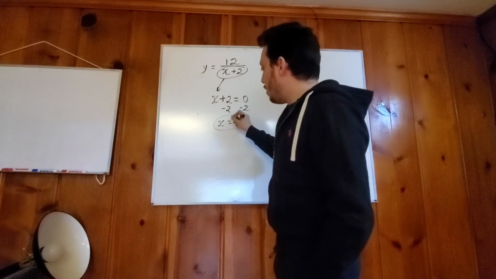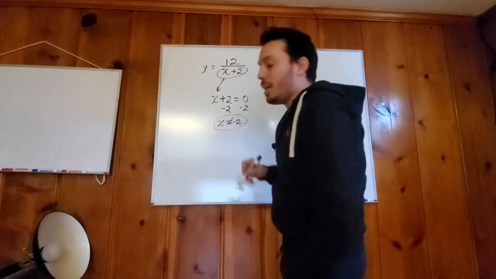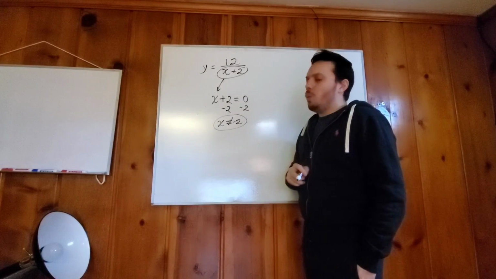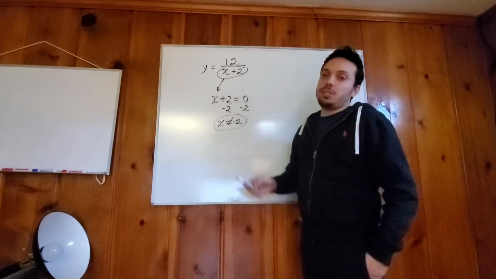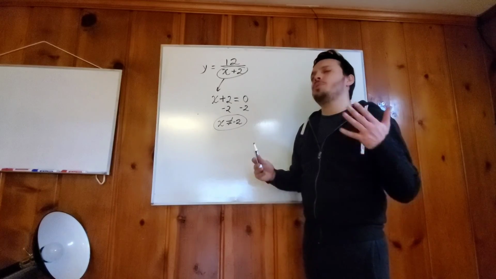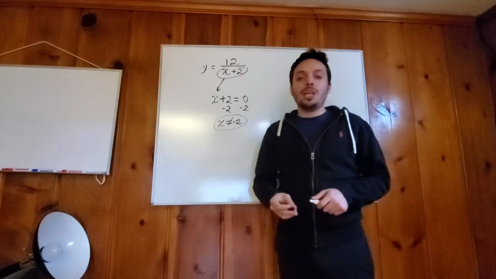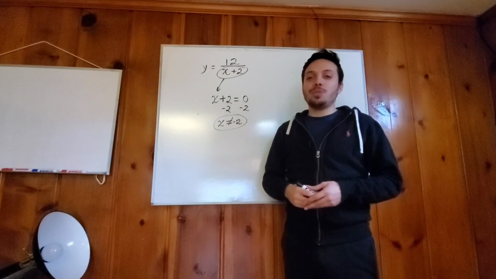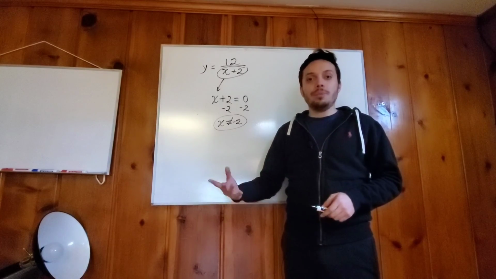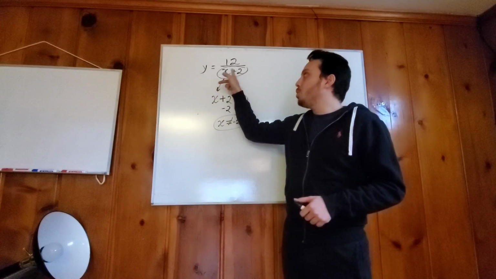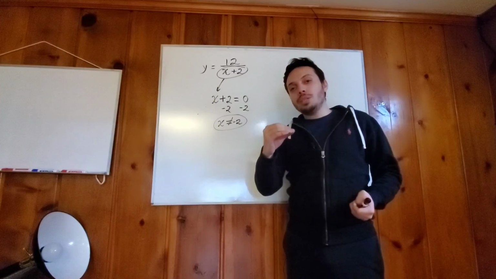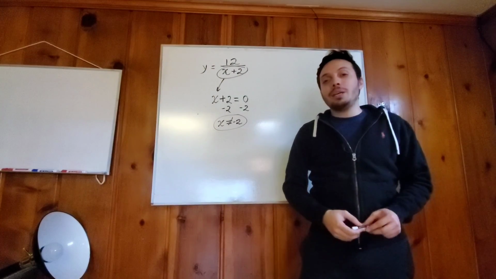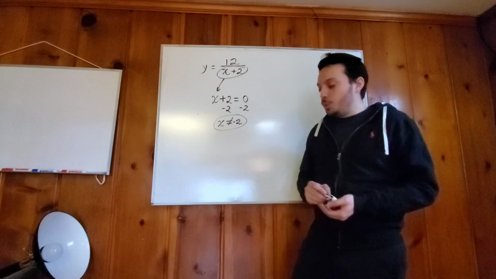X cannot be negative 2. All right, that's an unequal sign. X cannot be negative 2. Why? Because what is negative 2 plus 2? If you're still having problems with integer addition and subtraction, you need to get better at it. But negative 2 plus 2, it's not negative 4. It's actually 0. It's the same thing as 2 minus 2. What is 2 minus 2? 2 minus 2 is 0. We cannot have a 0 in the denominator. The value that x cannot be is negative 2. And that's how you do this lesson.